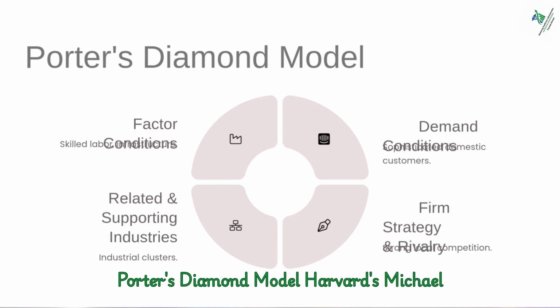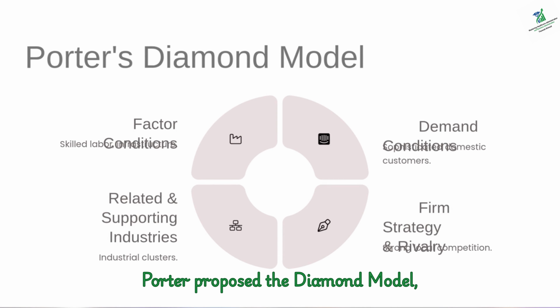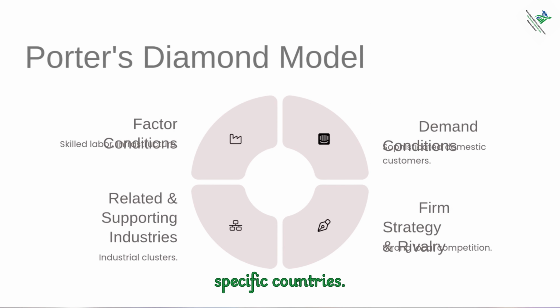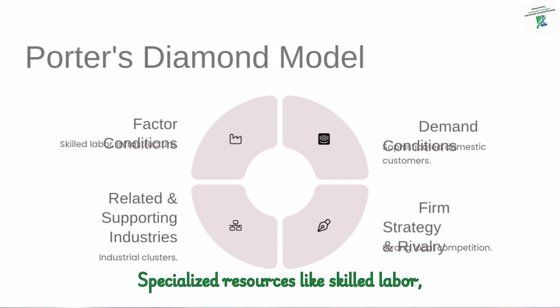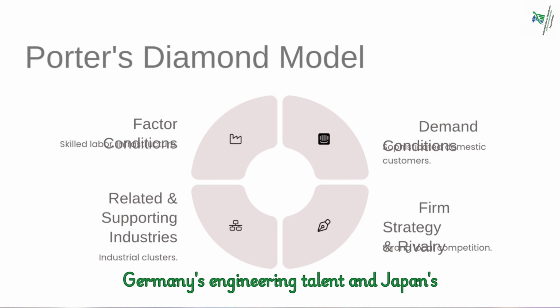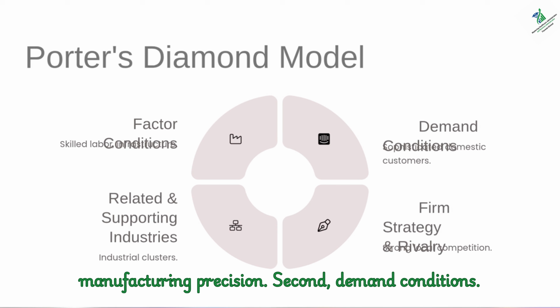Porter's Diamond Model. Harvard's Michael Porter proposed the Diamond Model, explaining why certain industries thrive in specific countries. It includes four interlinked factors. First, factor conditions. Specialized resources like skilled labor, research institutions, or infrastructure. Example: Germany's engineering talent and Japan's manufacturing precision.